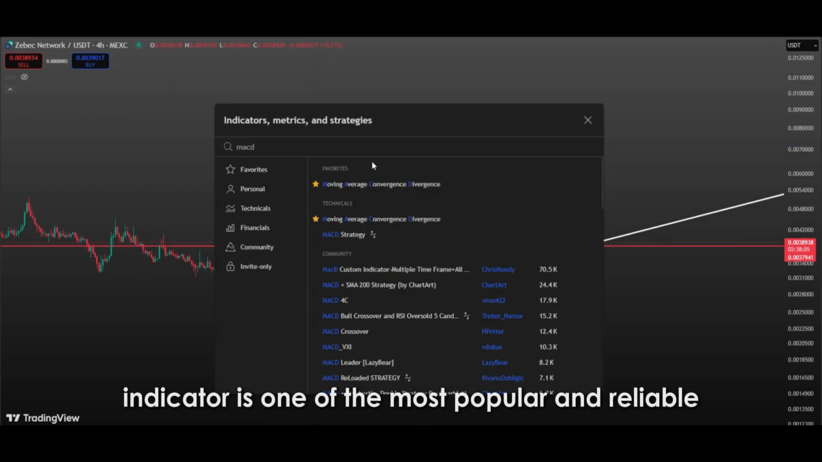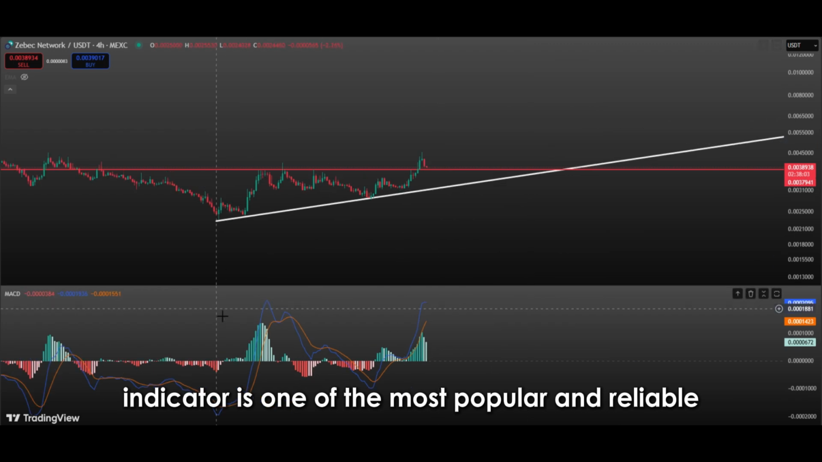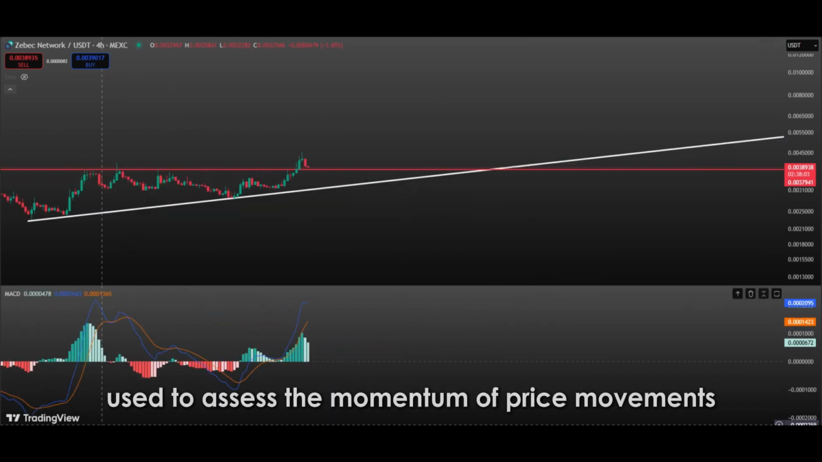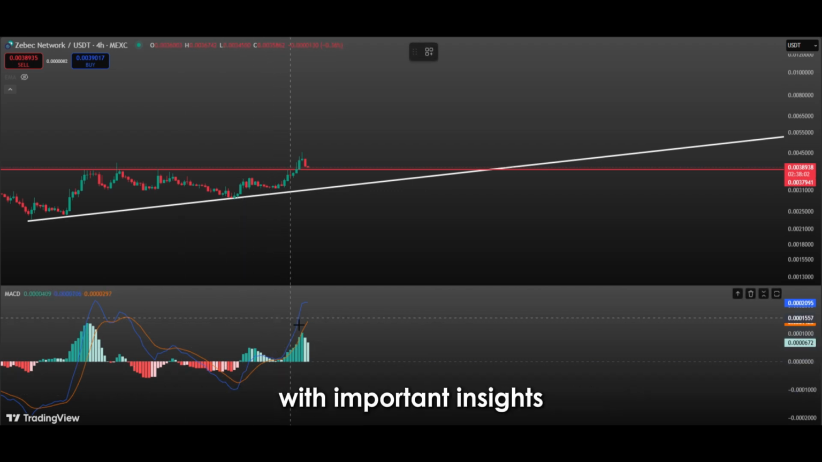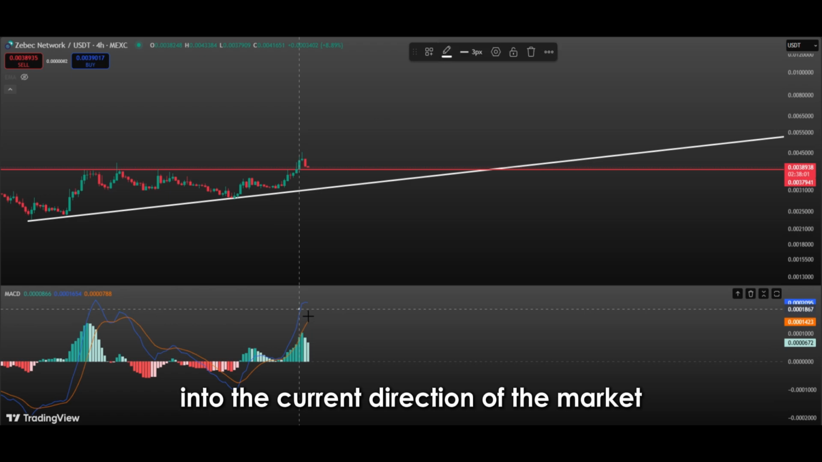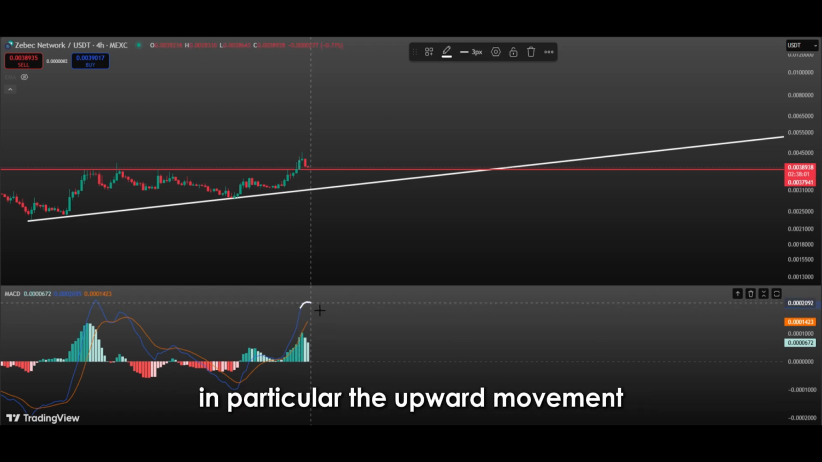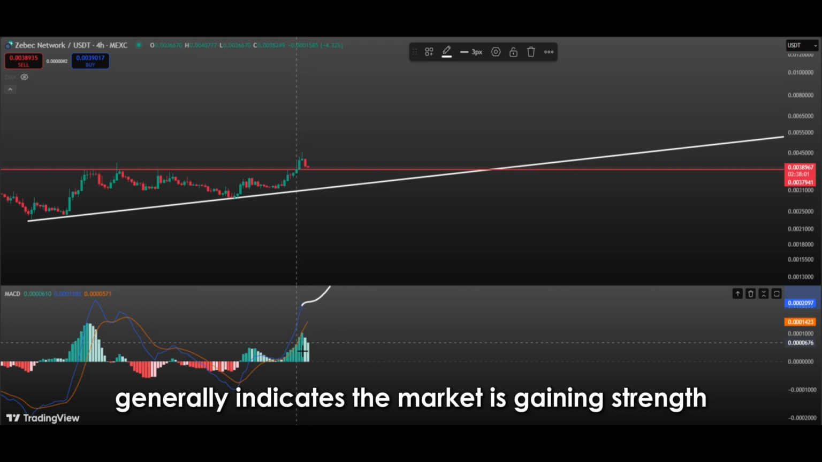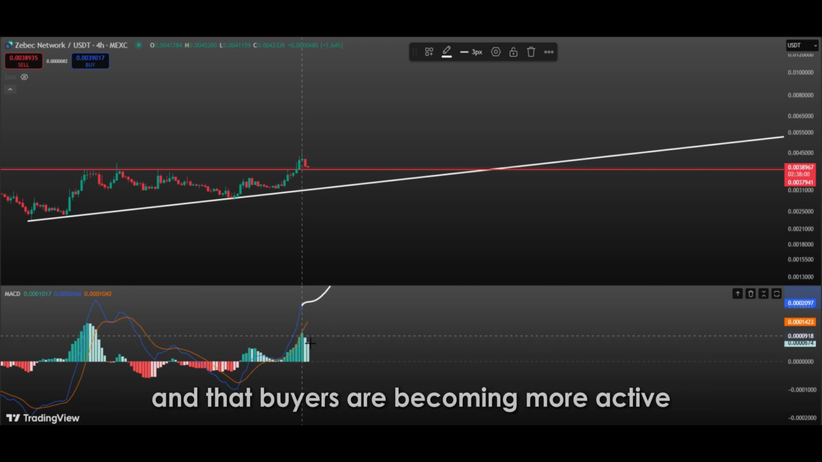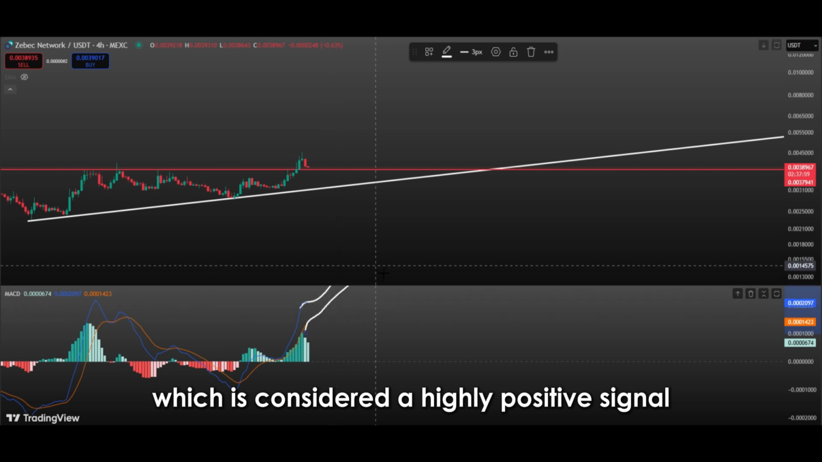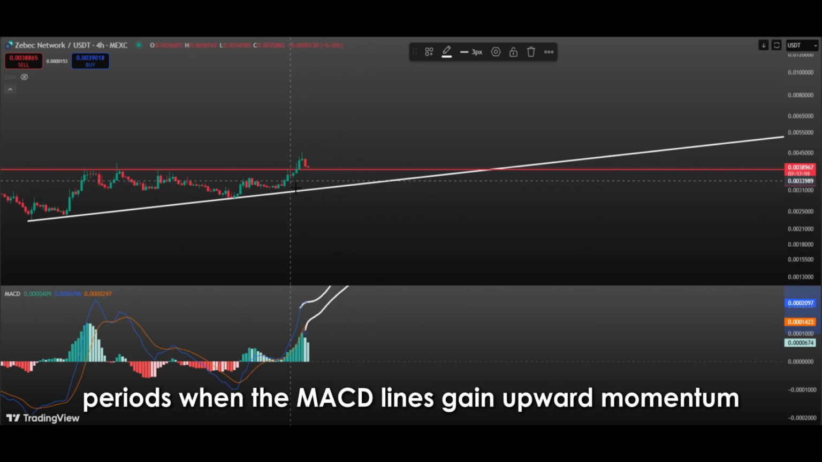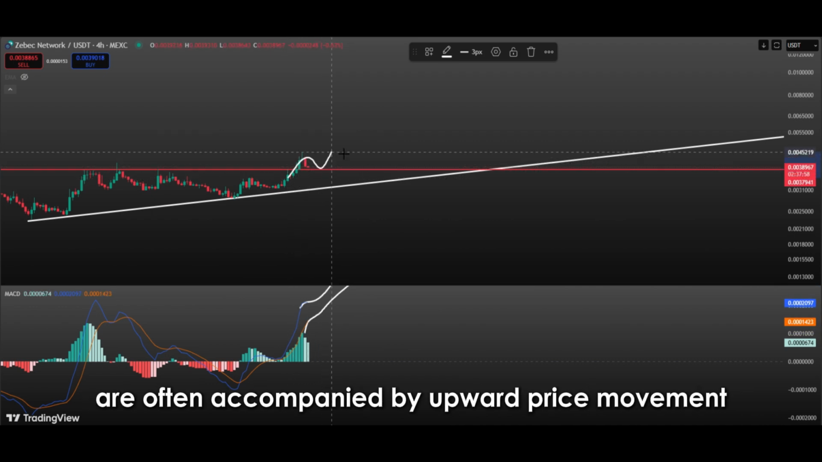The MACD indicator is one of the most popular and reliable technical analysis tools used to assess the momentum of price movements. This indicator provides investors and traders with important insights into the current direction of the market. In particular, the upward movement of the lines generally indicates that the market is gaining strength and that buyers are becoming more active, which is considered a highly positive signal. Therefore, periods when the MACD lines gain upward momentum are often accompanied by upward price movement.